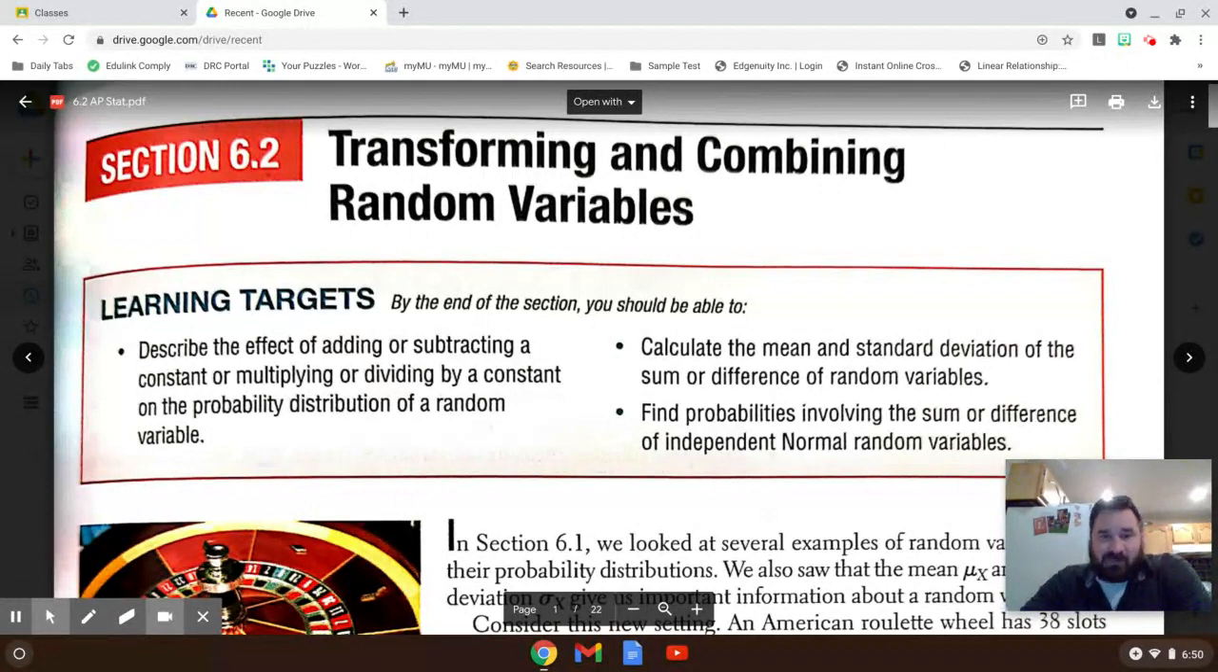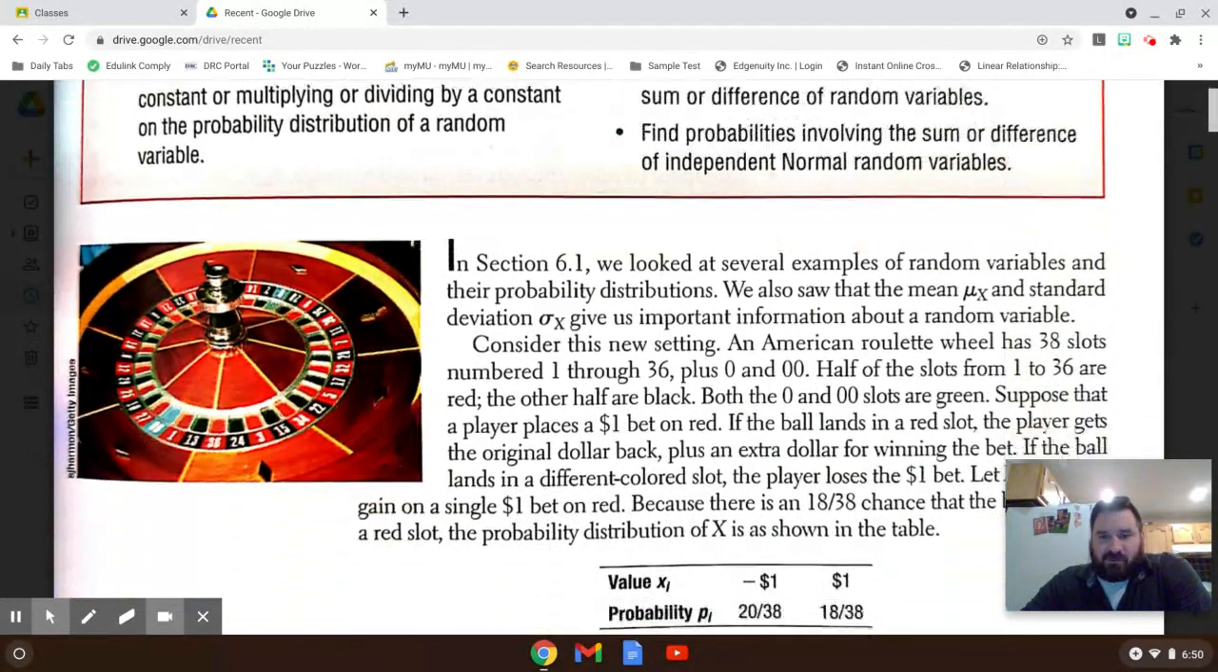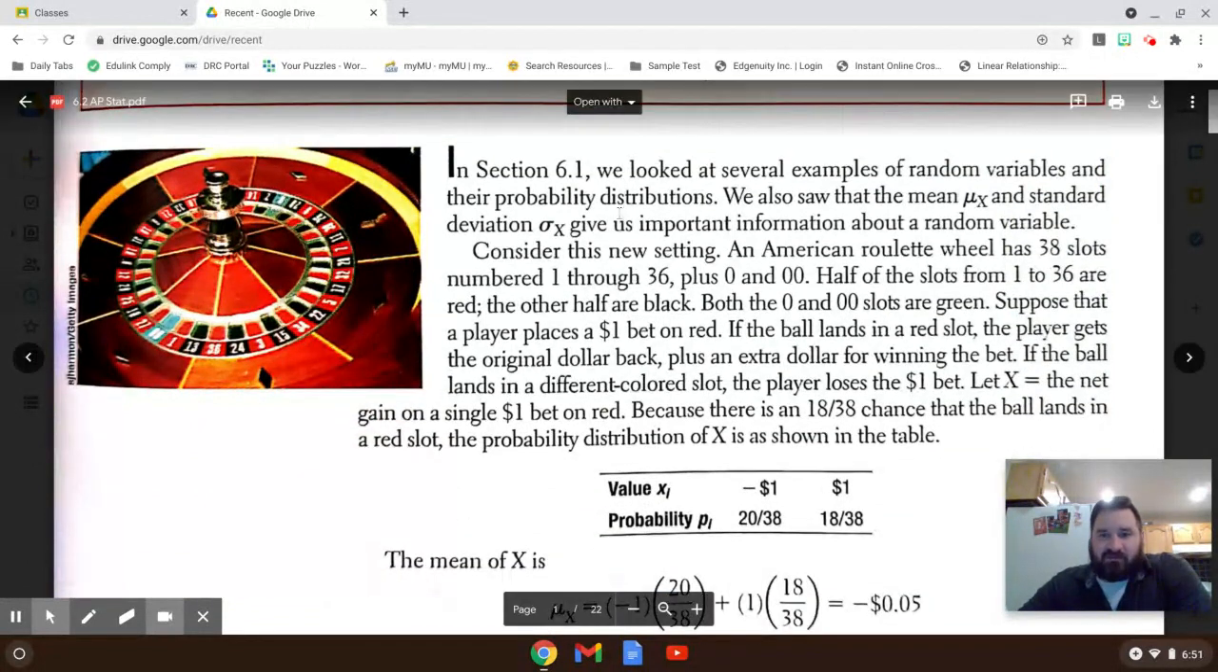So, section 6.2, transforming and combining random variables. Okay, so let's look through this real quick. In Section 6.1, we looked at several examples of random variables and their probability distributions. We also saw that the mean, mu sub x, and standard deviation, sigma sub x, give us important information about a random variable. So mean, standard deviation.